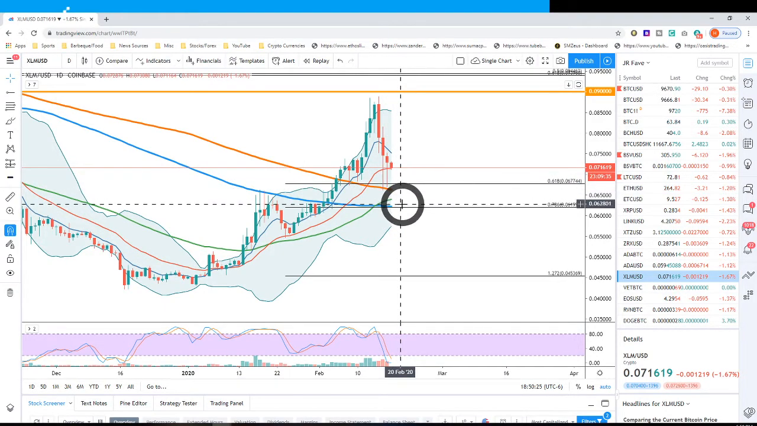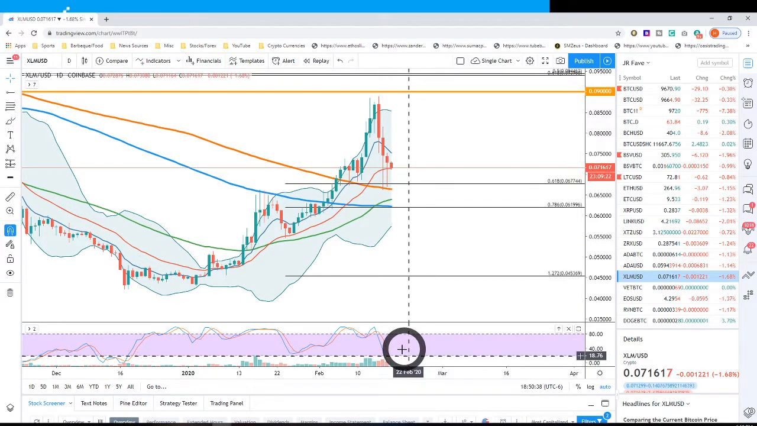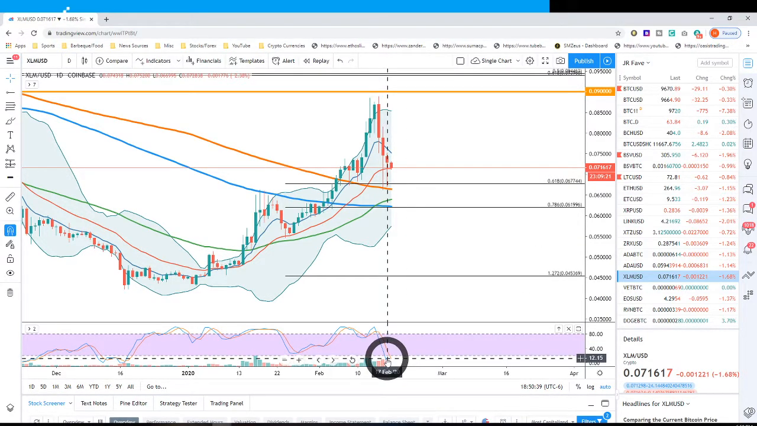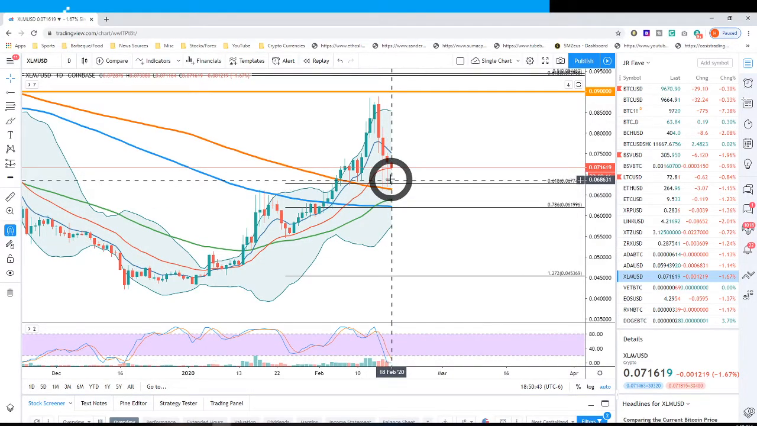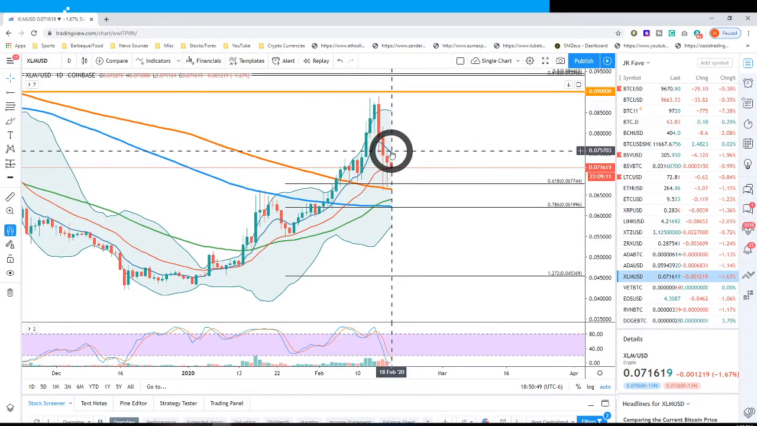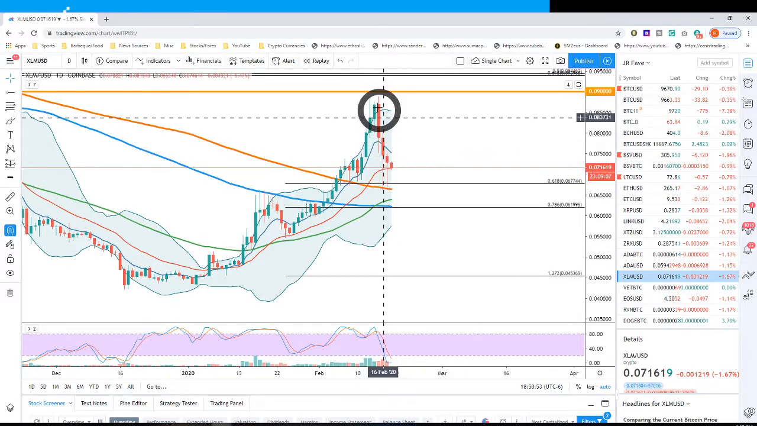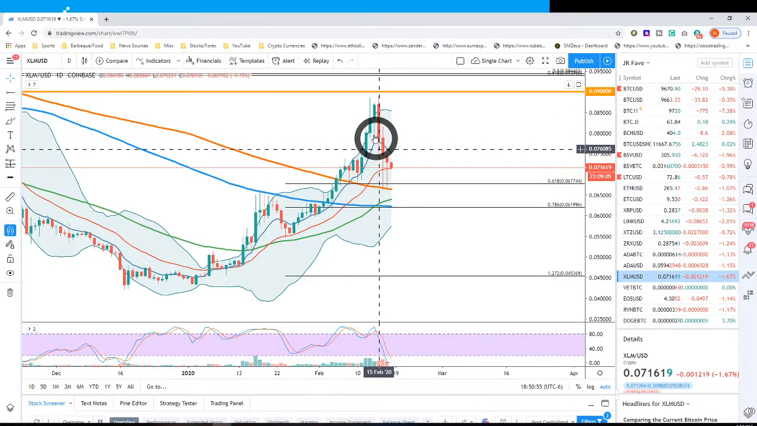If it breaks this area, then obviously we're coming down to test the 200-day moving average again, and that'll be at close to 6 cents. The only thing about all this is that your stochastic RSI is starting to work its way into oversold conditions. So, as long as this 10 doesn't cross the 20, things are good, right? But that is a nasty little pattern right there.